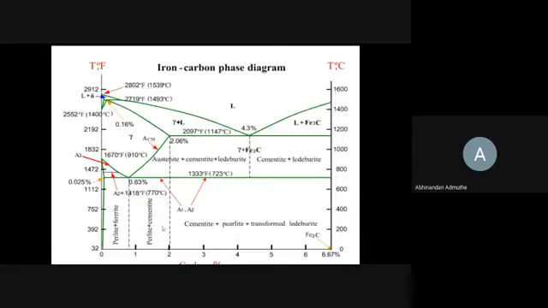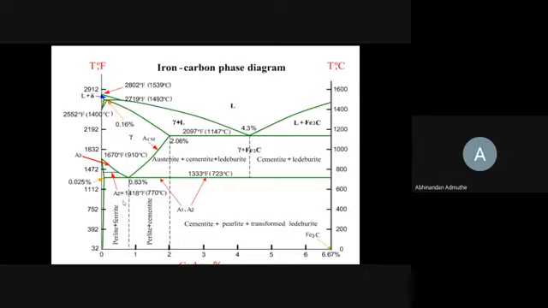Okay. So from room temperature to around 910 degrees centigrade, we have only one phase, that is alpha. Then above 910 to 1400 degrees centigrade, we have another phase, gamma, which is an FCC structure. Alpha is a BCC structure. Above 1400 to 1539 degrees centigrade, we have one more phase here, that is delta.